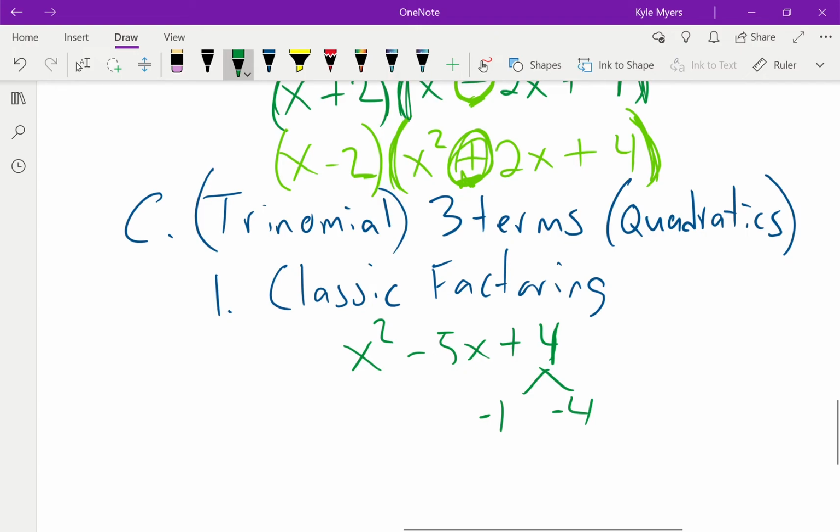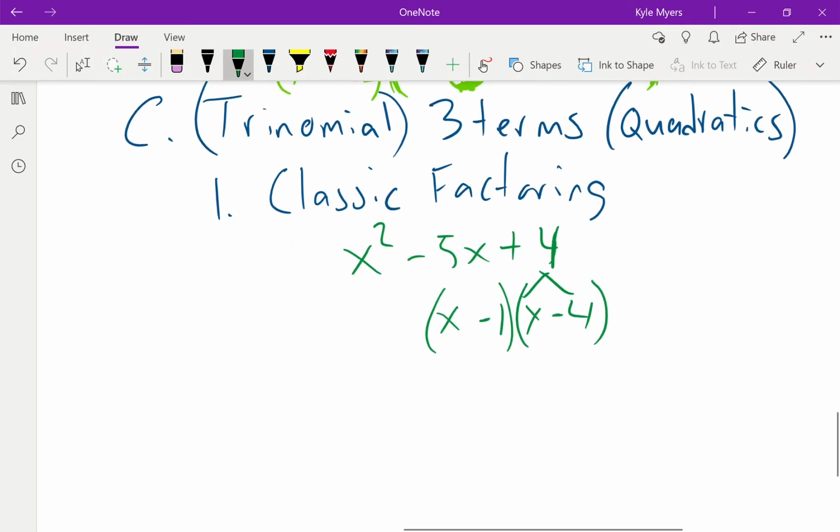Check. All right. So then you just throw an x in front. Boom, boom. Throw another x in front of the other number, and you're done. That's it. That's all there is to it. All right, moving on. So then we have not classic factoring.